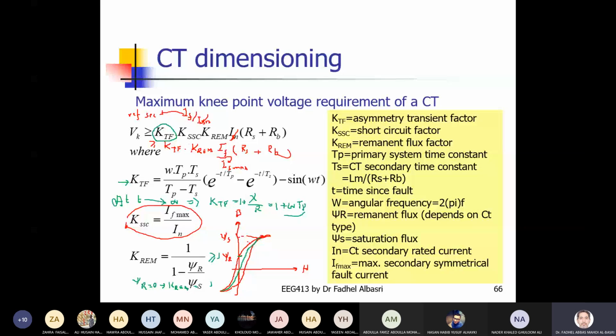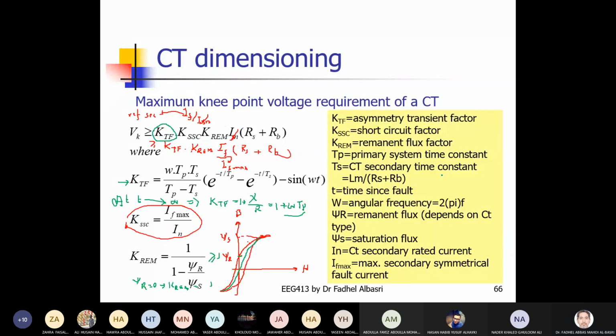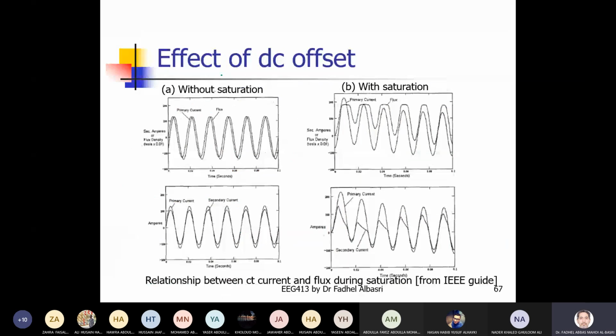You also have to know the remnant flux factor. You have to multiply this also by K remnant. So K remnant times K transient times this gives you the class that you should choose. Now, why are we worried about the CT saturation due to a DC or due to remnant flux?